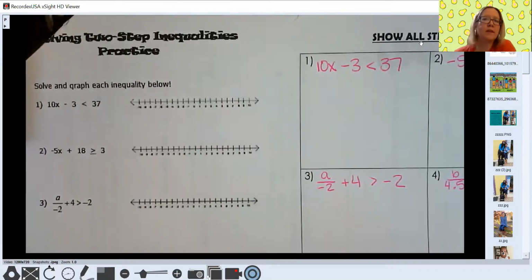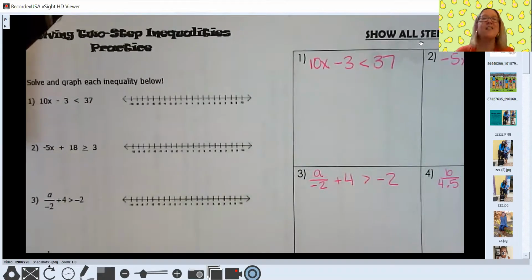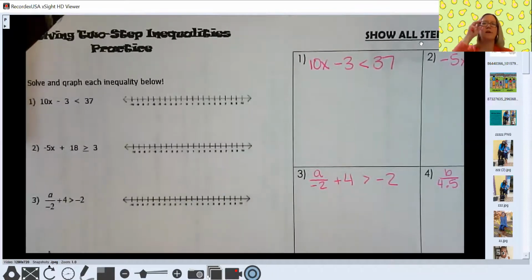Remember, you're going to solve this basically the same way that you would solve an equation. We've done one-step inequalities, and those were solved the same way as a one-step equation. Well, guess what? Two-step inequalities are solved the same as a two-step equation. Those steps that we've already learned, we're just putting together again. It's not something brand new.